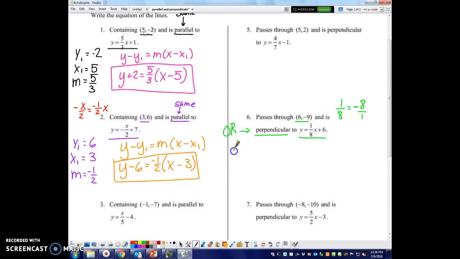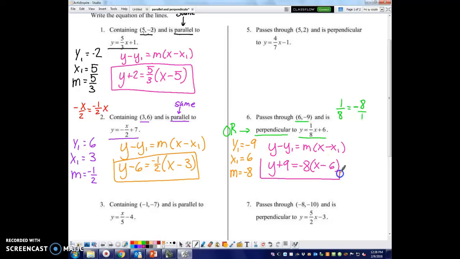So y1 is what? Negative 9. x1 is what? 6. And what's our slope? We figured it out over here. It's negative 8 over 1, or just negative 8. Now we're going to write our equation. y minus y1 equals m times x minus x1. So we have y what? Plus 9, always the opposite. y plus 9 equals negative 8 times x minus 6. And that's what you'll type in.